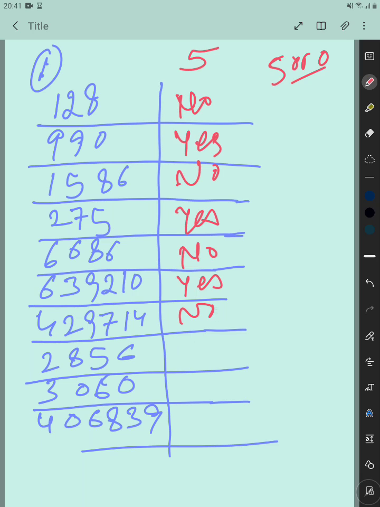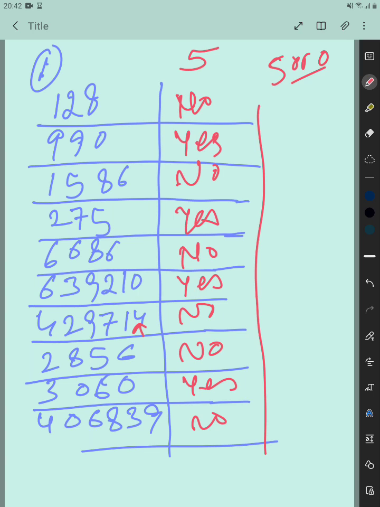Okay, why are we writing no here? Because this is 4, it is not 0 or 5. Here also 6 is there, so no. Here 0 is there, so yes. Here 9 is there, so no. I think you got the point, and you understood completely why we are writing yes or no for divisibility by 0 or 5.